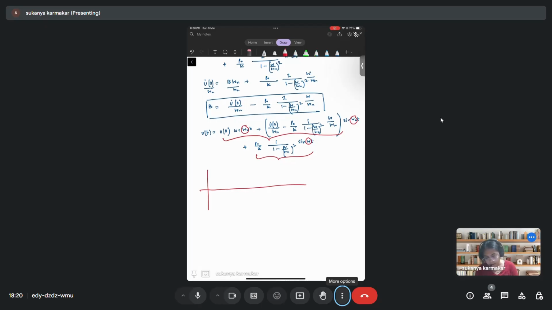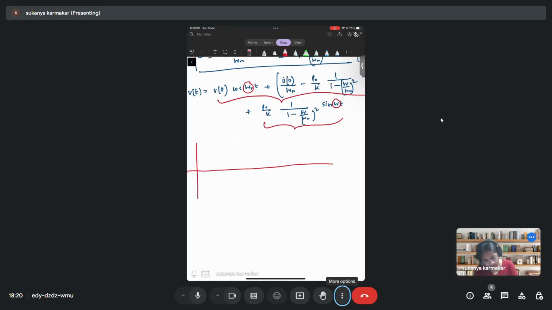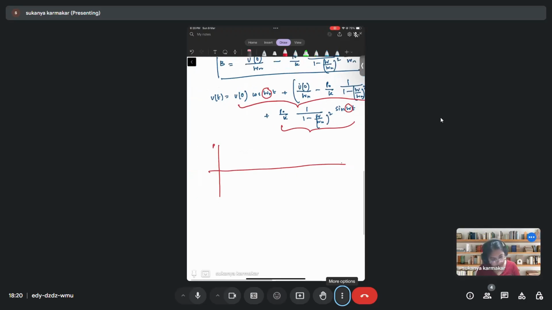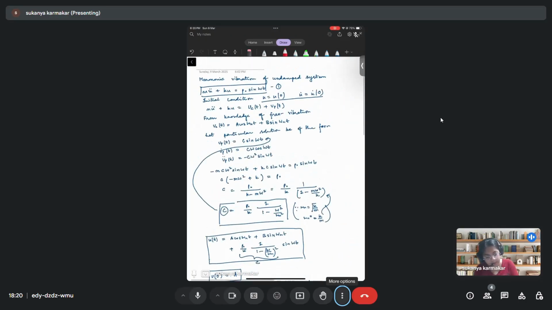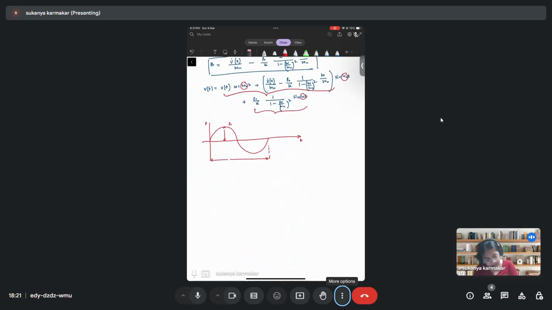So what happens, if I plot my force, that is P versus t, it will be something like this, where the amplitude of the force is P naught. I'm talking about the force which I'm applying on the system, which is P naught sine of omega t. So the force will look something like this, where the time period is 2 pi by omega. This is how we define time period.